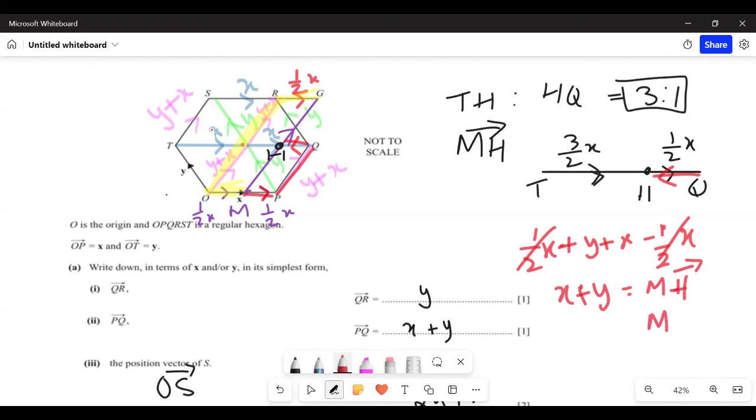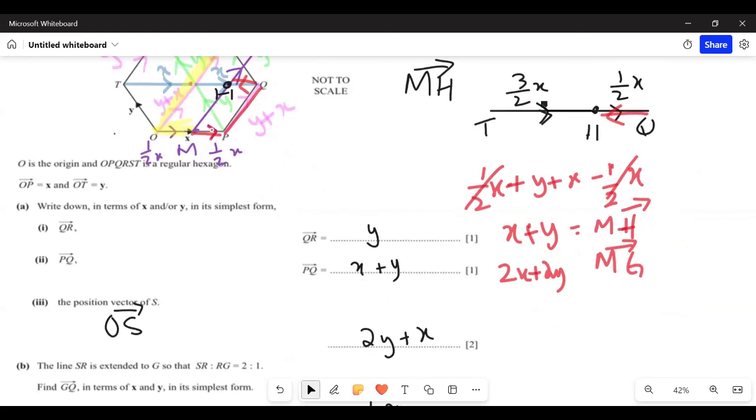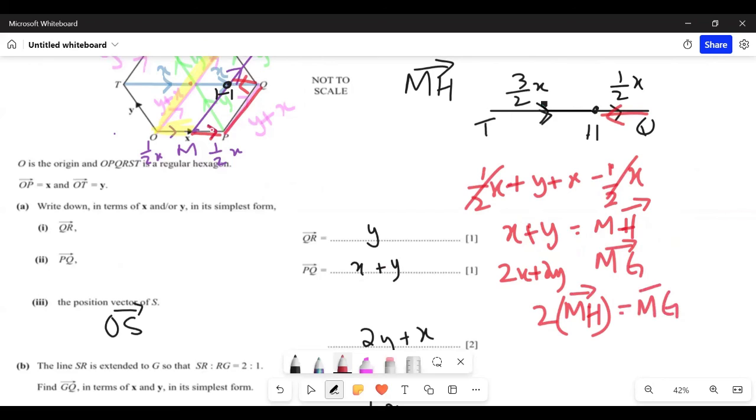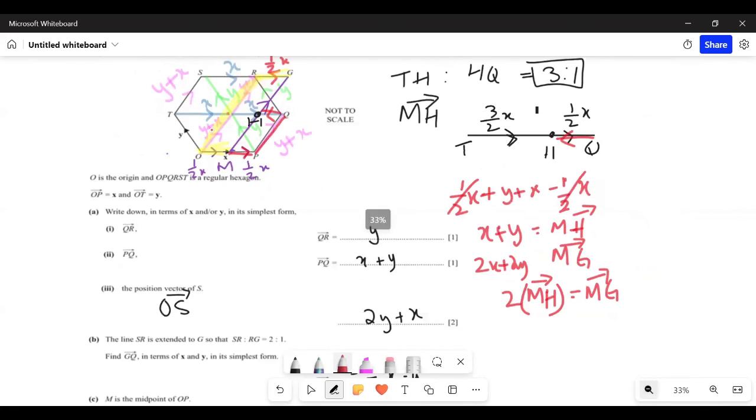And MG, we've already found, that was 2X plus 2Y. So we can see that they're multiples of each other. Now you write a concluding statement that if you multiply MH with 2, you get MG. Hence, M, H, G are collinear points, or hence H lies on MG. That should be your concluding statement.